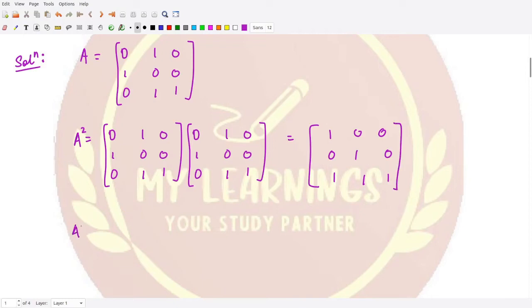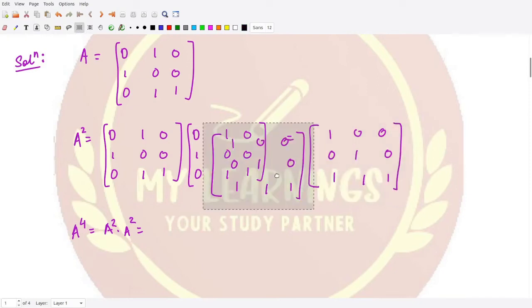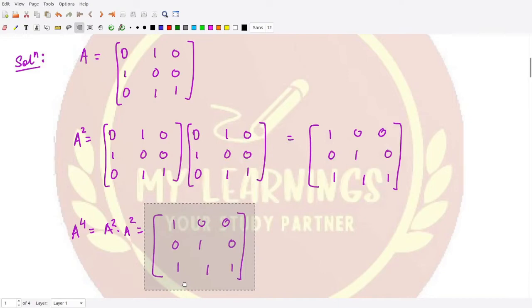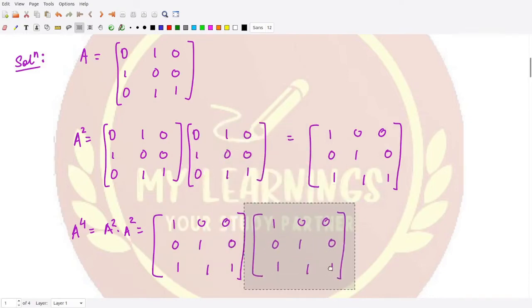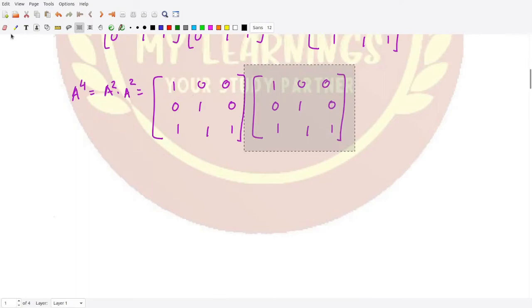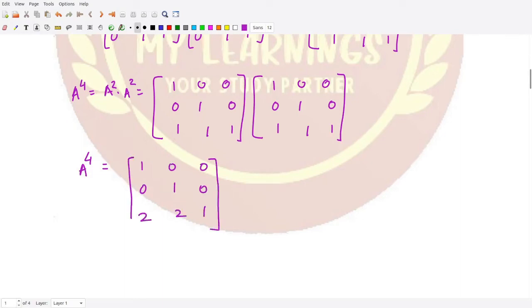Now we want to calculate A to the power 4. Instead of multiplying A with A 4 times, we can multiply A square with A square. We already have this matrix as A square. So we take this one here and this one here and multiply both of them together. Let's see what we have as A raised to the power 4. When you multiply this, you have 1 0 0, 0 1 0, and then 2 2 1. So this is your A to the power 4.